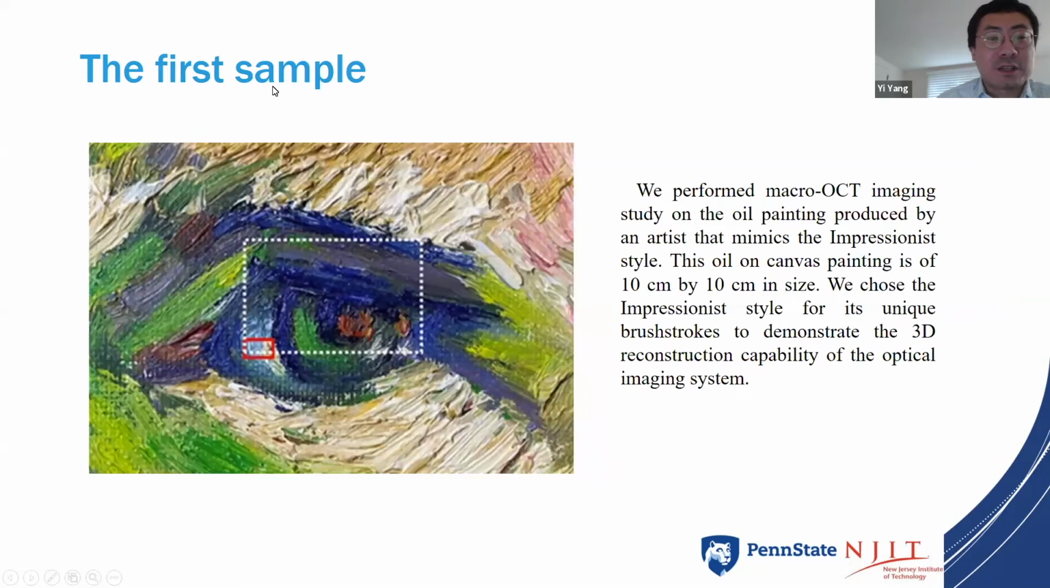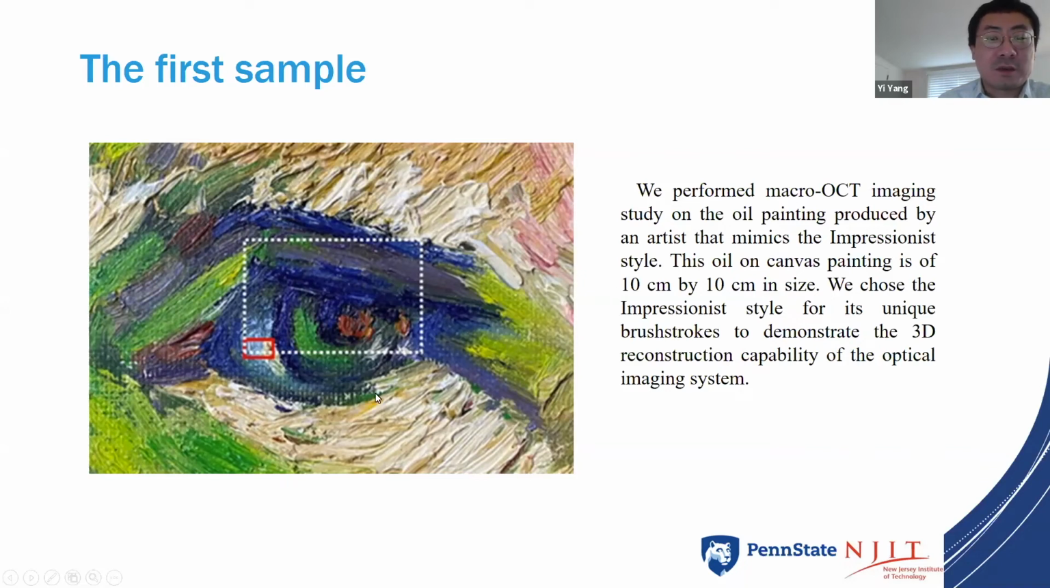And this is our first sample. We asked a New Jersey-based artist to paint with oil paint on a canvas. The size of this painting is 10 centimeters by 10 centimeters. The style we chose was something that looks like a Van Gogh, because we are very interested in the unique brush strokes of Van Gogh's works. The artist was very happy to use these brush strokes, and tried all different colors, and painted at different time intervals.